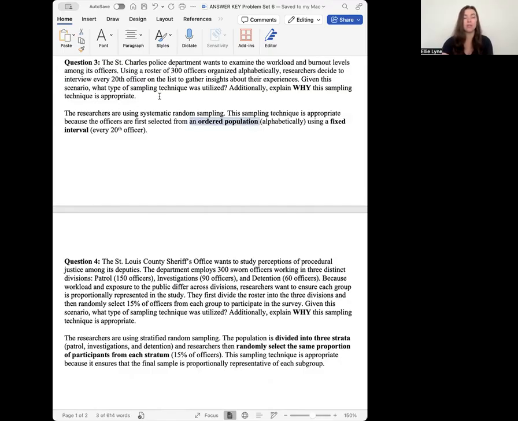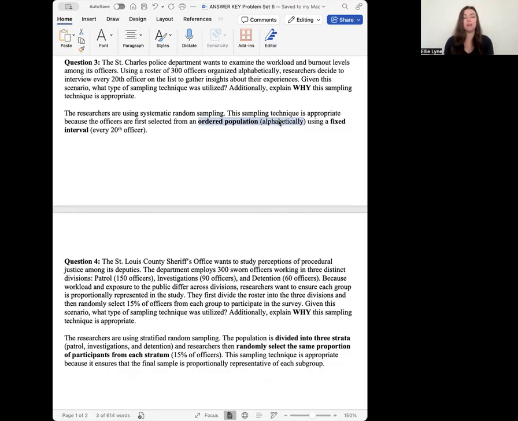So that's what clued us in on this 20th officer from this roster of officers that is organized already alphabetically. And so that is our ordered population here. And we are also using a fixed interval. That is really the key here to knowing that you're using a systematic random sample. And in this example, every 20th officer would be chosen in order to be further surveyed in this case and asked about their experiences.